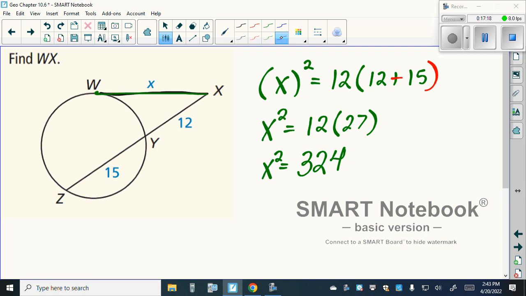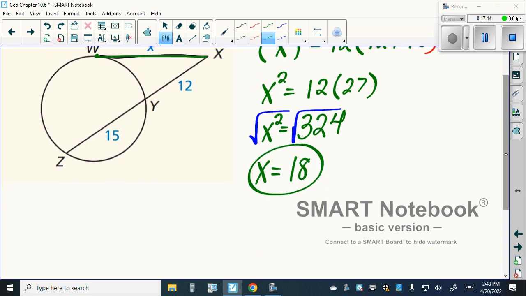Now, what would we do next? We're going to square root both sides. And again, at this point here, we can plug that into the calculator. We can plug the square root of 324 in, and we get 18. Because the square root of 324 is 18. That's it. Yes.